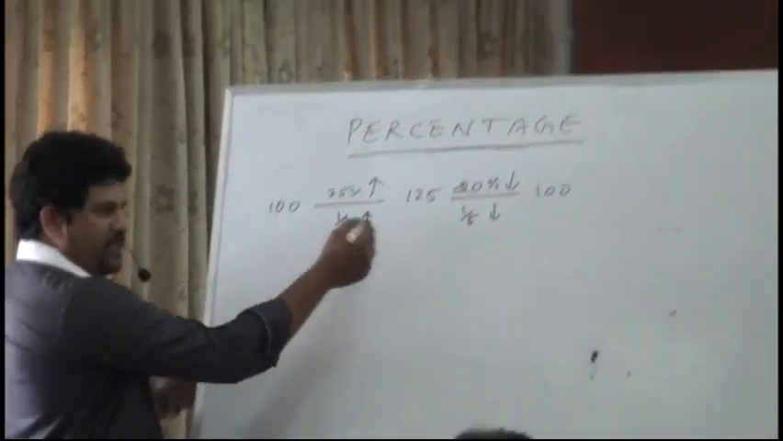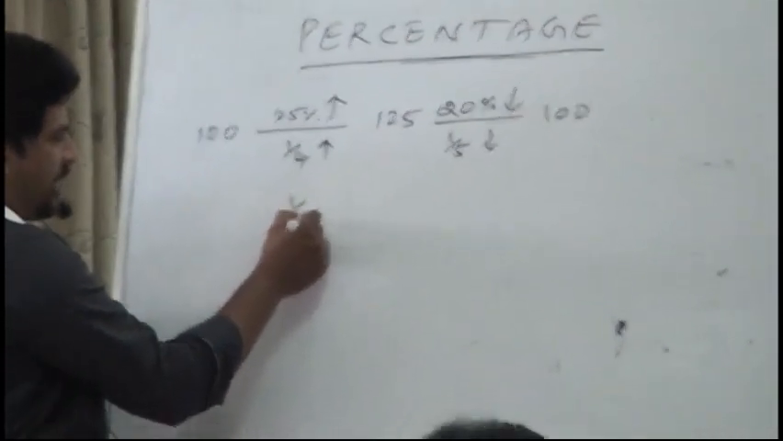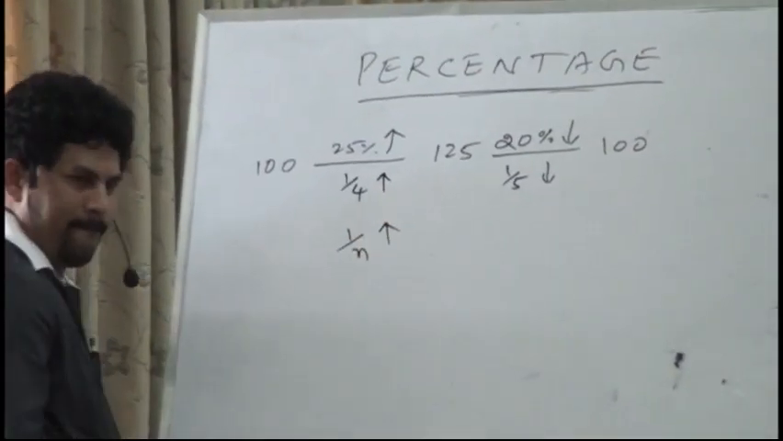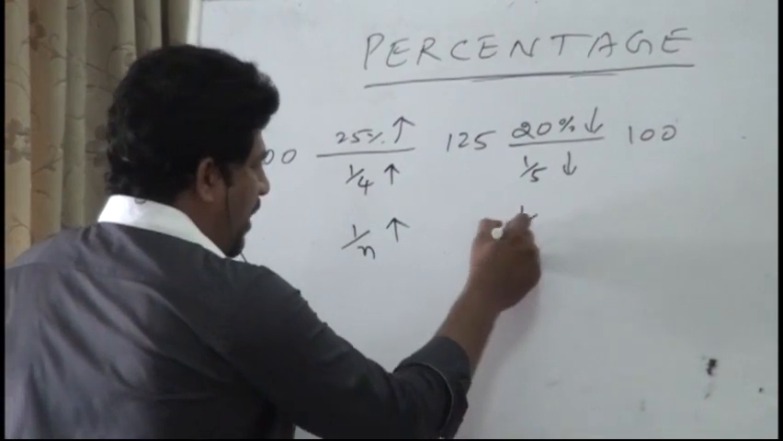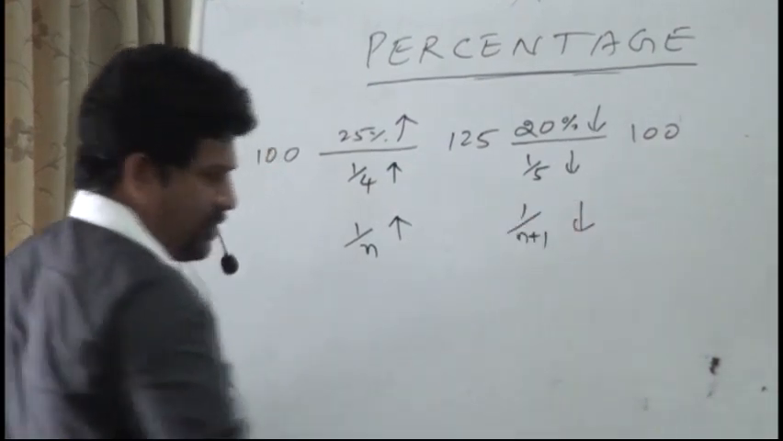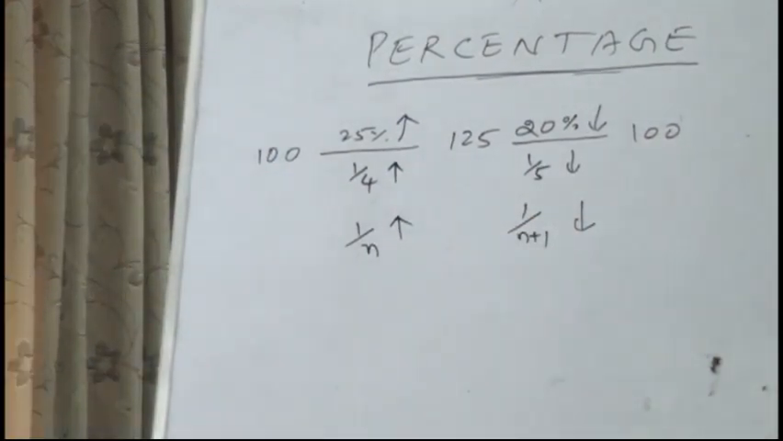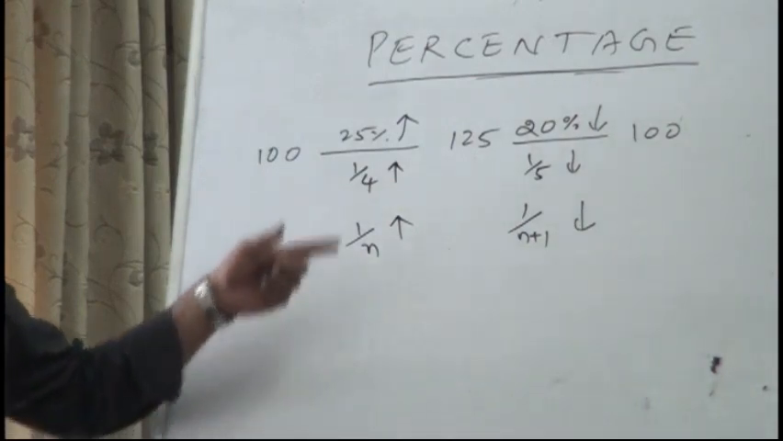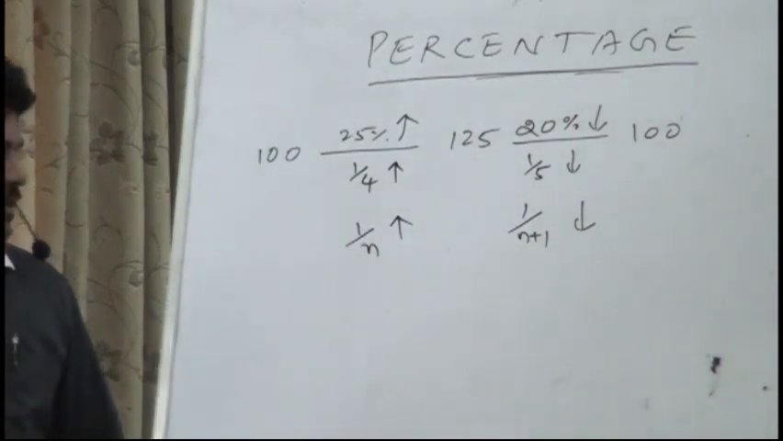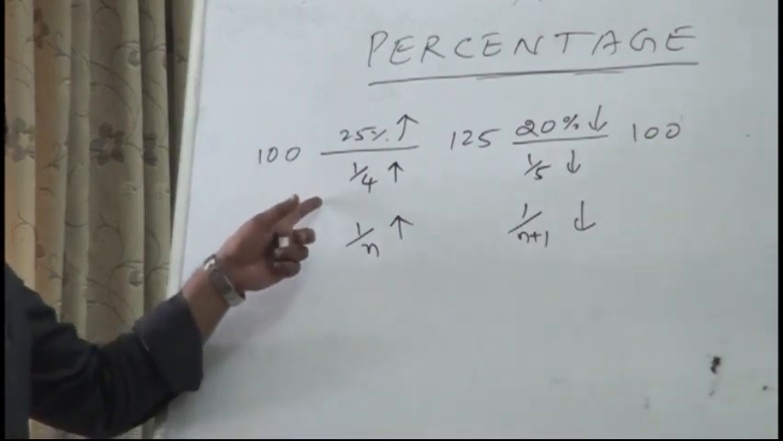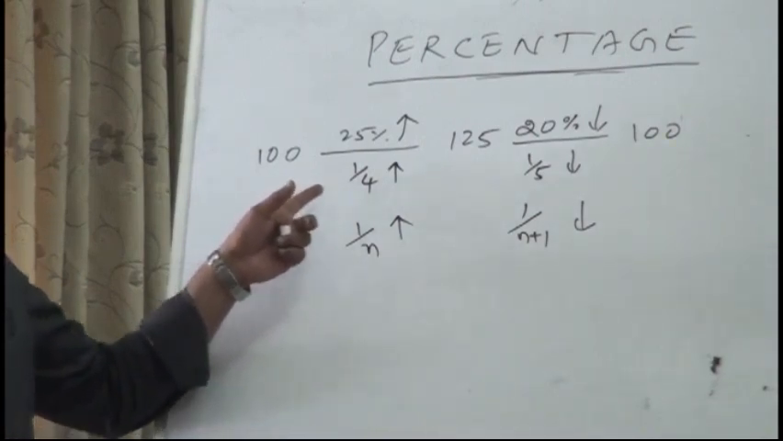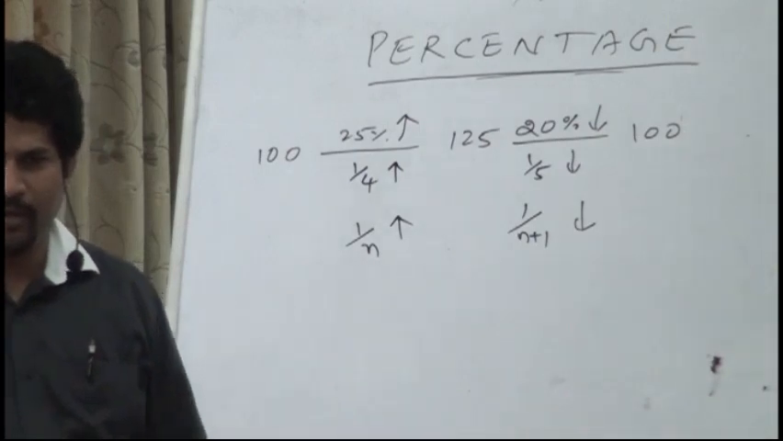Or this can be generalized like this. There is an increase of 1 by n, a decrease of 1 by n plus 1 will compensate it. This is not only in percentages. If the number of men increases by 1/4, the number of days will decrease by 1/5.